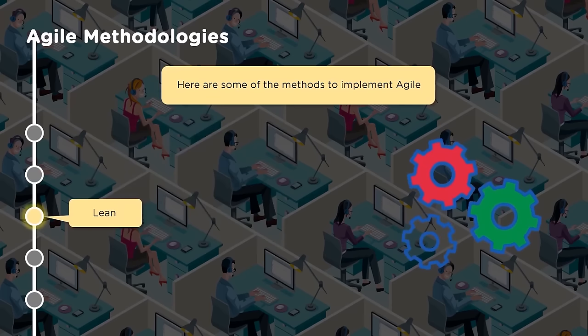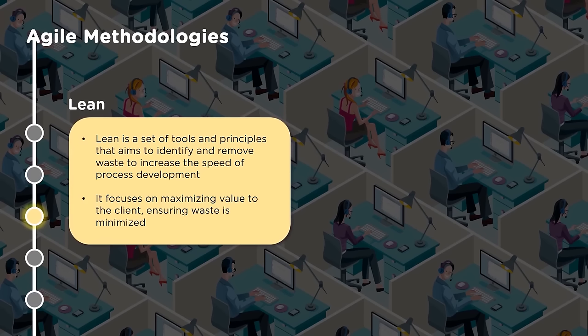When we say Lean, it is very important for us to understand that value is always from the customer perspective, along with the elimination of waste. These are the two things mainly spoken about. Lean is a set of tools and principles that aims to identify and remove waste to increase the speed of process development. It focuses on maximizing the value to the client, ensuring waste is minimized.